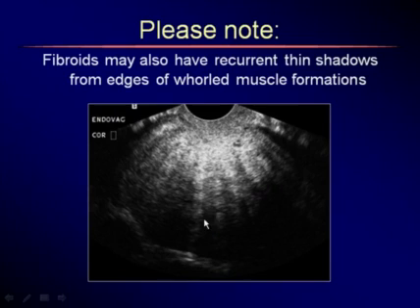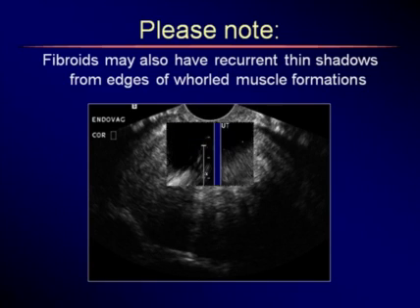Now these thin shadows have been described with fibroids. So it's also possible you have to stand back and see, is this coming from a mass, a rounded area as it was in this large fibroid, or is this coming just from the wall with no evidence of a mass effect?